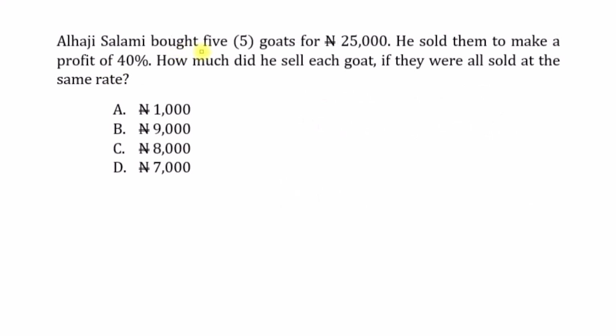Okay, Alhaji Salami bought 5 goats for 25,000. Now look at this, they didn't say each, so that means all the 5 goats were bought for 25,000. He sold them to make a profit of 40%. How much did he sell each goat if they were all sold at the same rate?